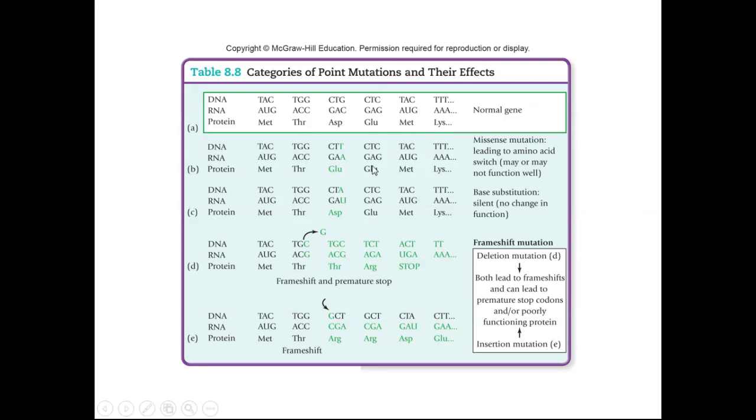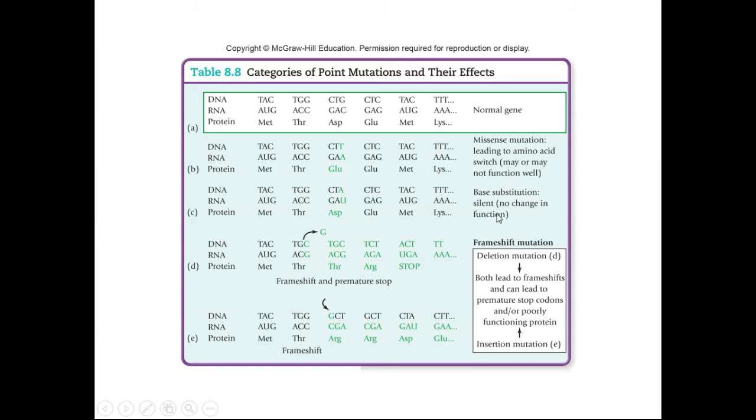Now let's have a missense mutation. Remember, a missense mutation changes the codon so that we go from one amino acid to a different amino acid. In this case, we change this G to a T, which means the messenger RNA now has an A, and now GAA is the codon that codes for a glutamate as opposed to an aspartate amino acid. So this protein now has a new amino acid in it. It may or may not work well.